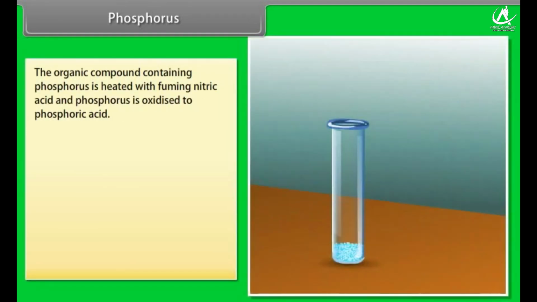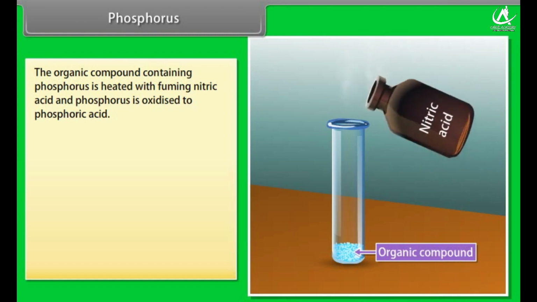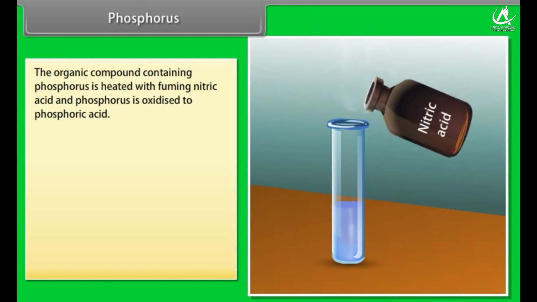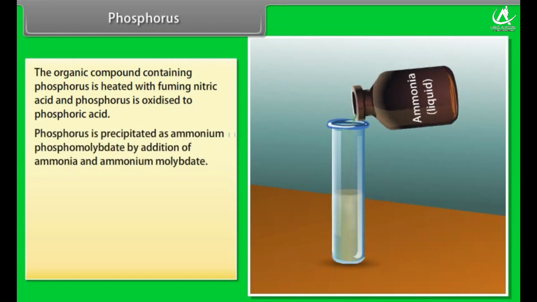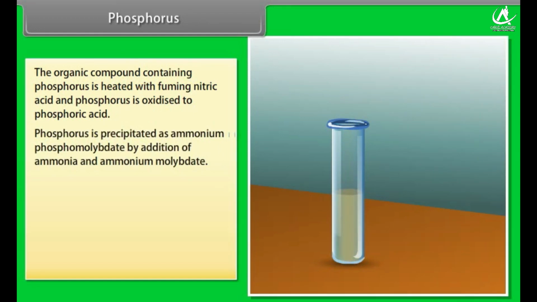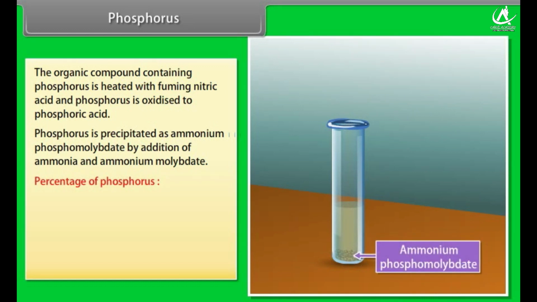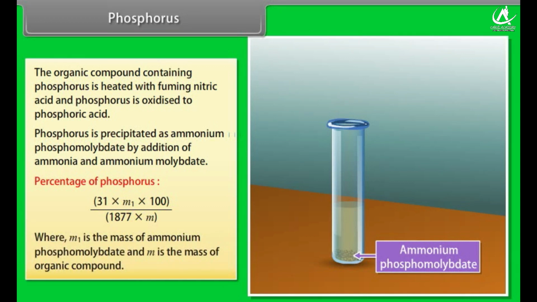Phosphorus. The organic compound containing phosphorus is heated with fuming nitric acid and phosphorus is oxidized to phosphoric acid. Phosphorus is precipitated as ammonium phosphomolybdate by addition of ammonia and ammonium molybdate. Percentage of phosphorus: 31 × M1 × 100 / (1877 × M), where M1 is the mass of ammonium phosphomolybdate and M is the mass of organic compound.